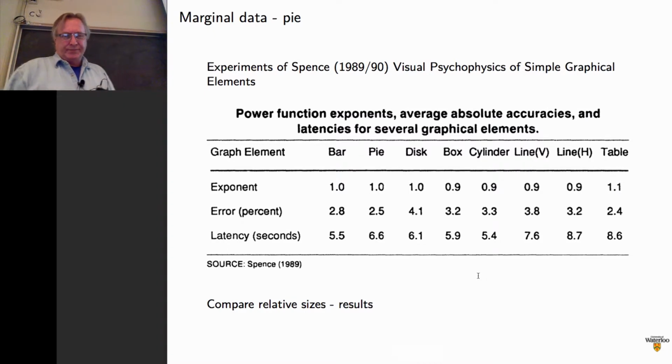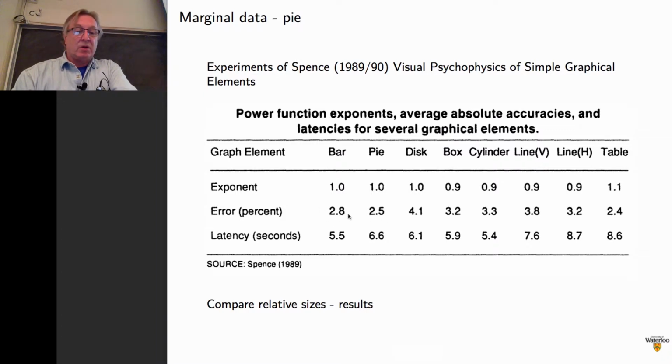And what they found was the following. The things that they're recording are the error, the percent error, so smaller is better. Latency, how long does it take you to get that value, so smaller is better. And the exponent, and you remember these are the exponents from the power law, right? So Stevens' power law, so a value near 1 is what you like. So for the bar, the pie, and the disk, the exponent is all about 1, which you would expect. The error rate for the bar and the pie are comparable.